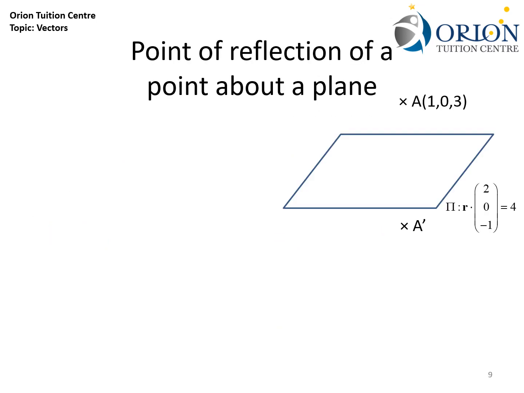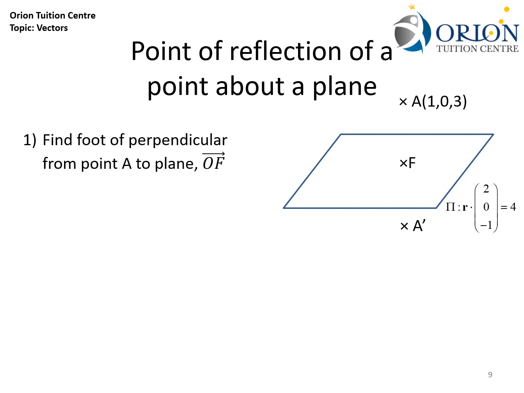The outline for finding the point of reflection about a plane is the same as that of finding the point of reflection about a line. We must first find the foot of perpendicular from the point to the plane. However, do recall that the steps for finding the foot of perpendicular are different from those for finding it with a point and a line.